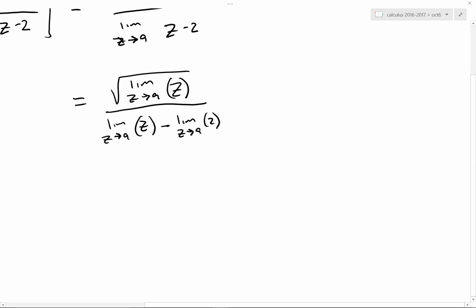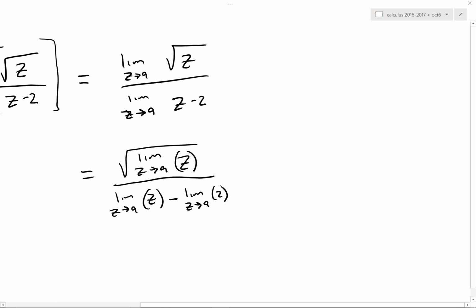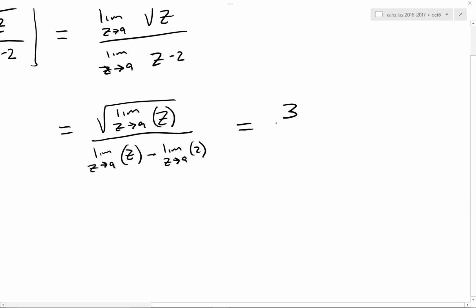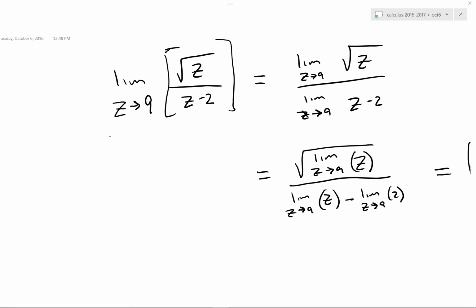Good for me. Now what is the limit as z approaches 9 of z? It's 9. And what is the square root of 9? 3. So my numerator is 3. And down here, the limit as z approaches 9 of z is 9, minus the limit of 2, which is, of course, 2, and 9 minus 2 is 7. Ta-da! Now, I'm going to ask the question right now. Couldn't I just plug it in over here, Mr. Graham?